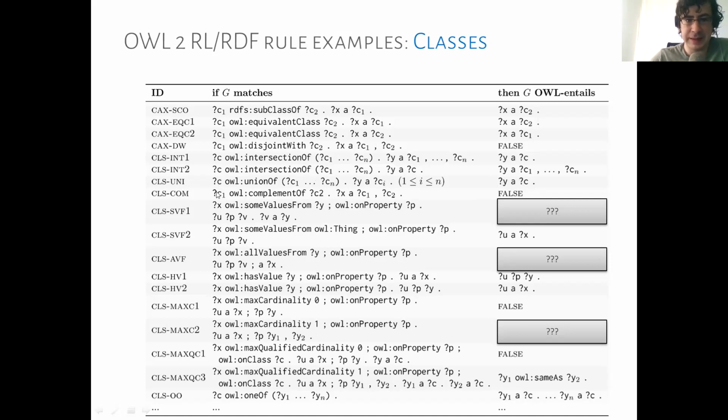What we miss here is that if something is a member of the union class, then it must be a member of at least one of these classes. We don't have a rule for that because we would have to say Y is C1 or Y is C2 or Y is C3, and this "or" we cannot represent with these rules.